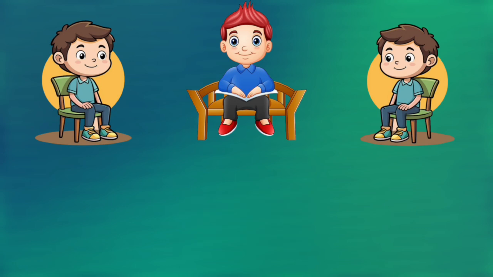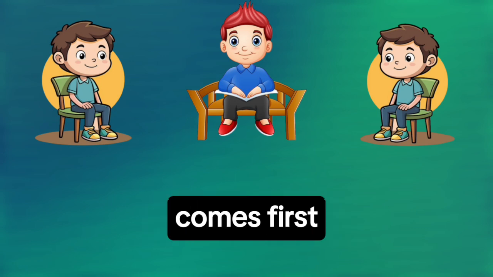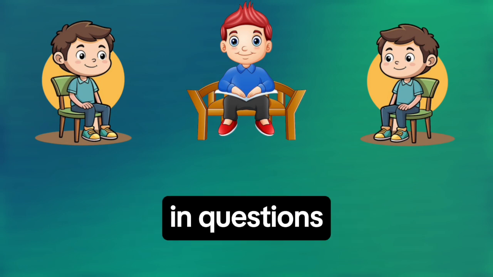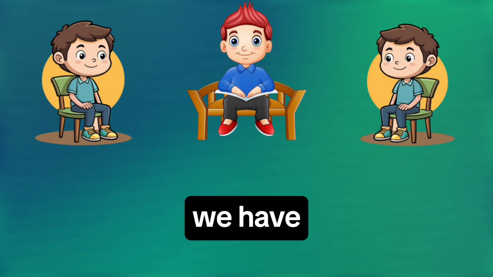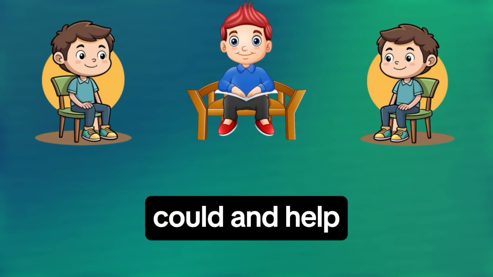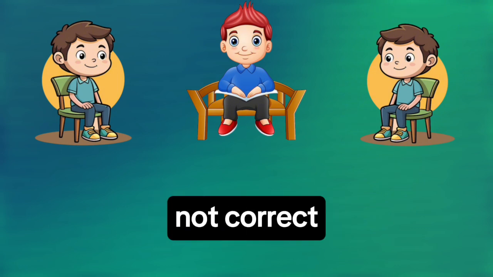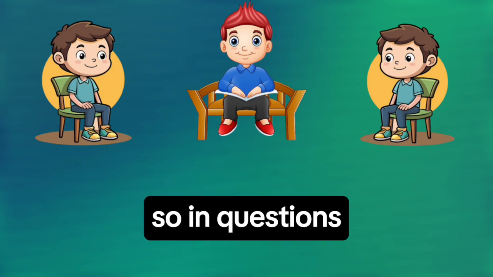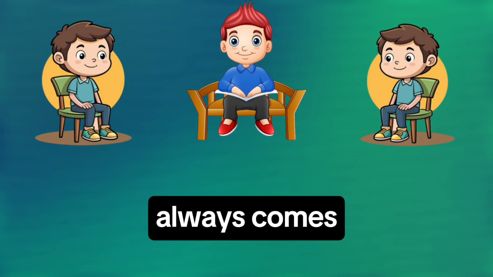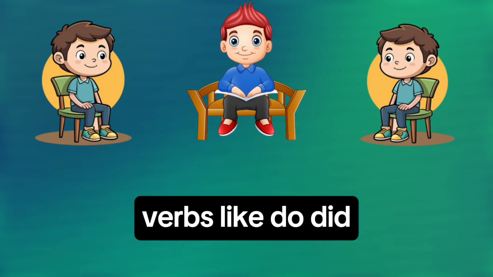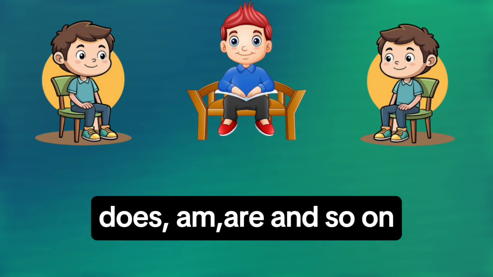Rule number 4. The modal verb always comes first in questions. Could I help you with your essay? In questions, a modal verb comes before the subject. In this sentence, we have the subject I, and two verbs, could and help. Do I could help is not correct. Am I could help is also not correct. So in questions, the modal verb always comes first, and we do not use auxiliary verbs like do, did, does, am, are, and so on.